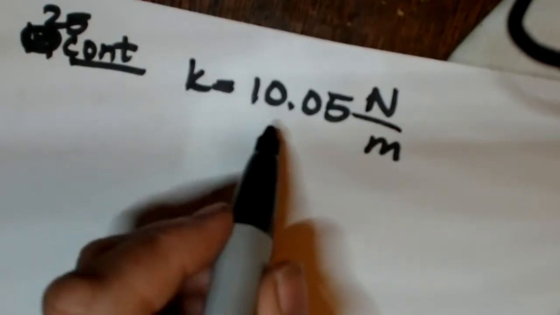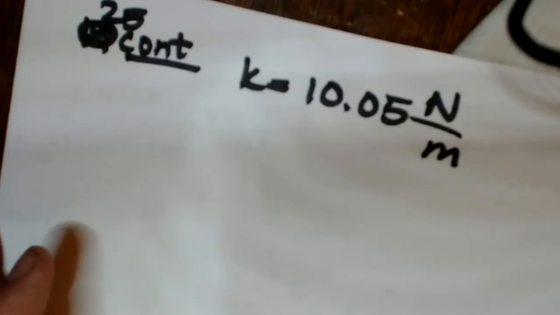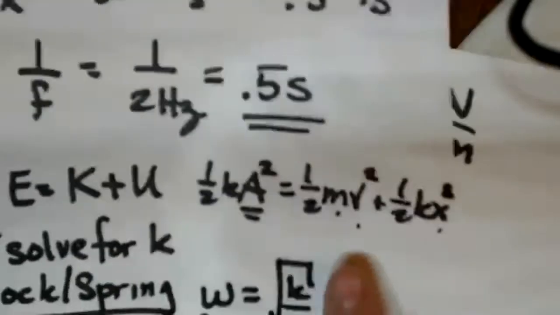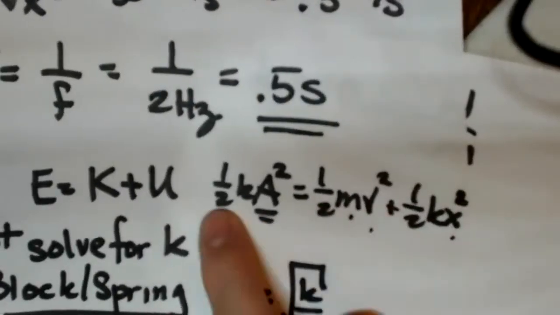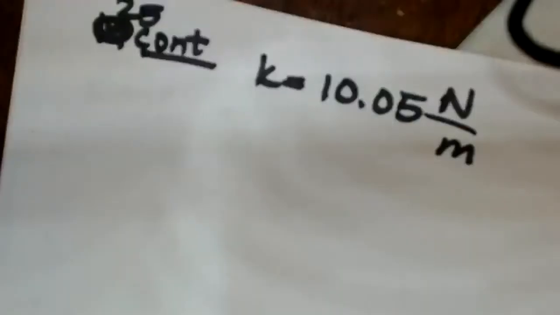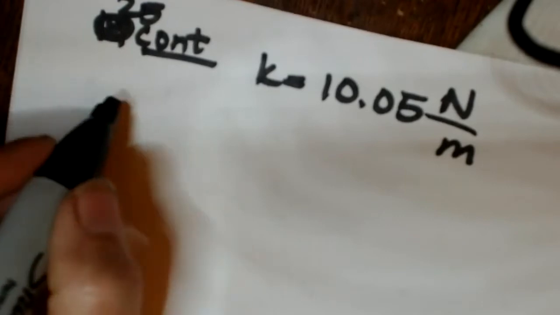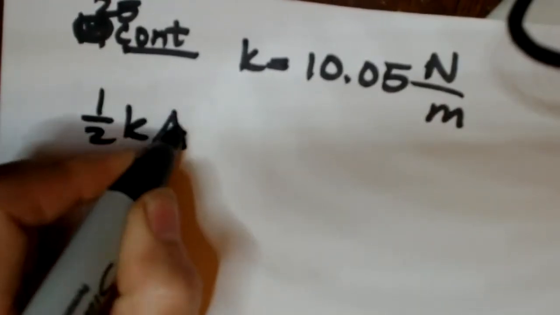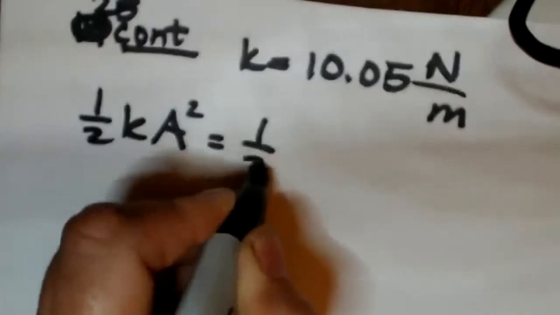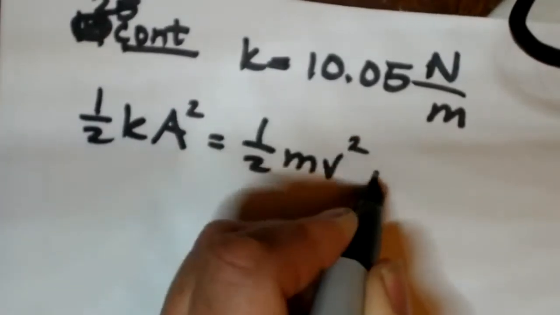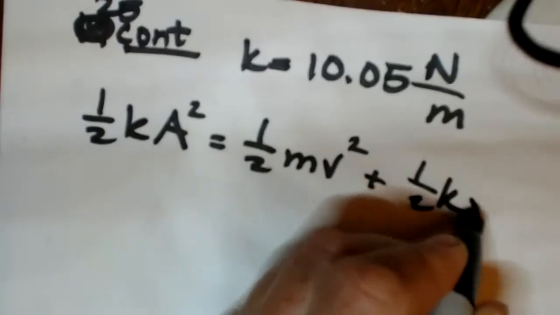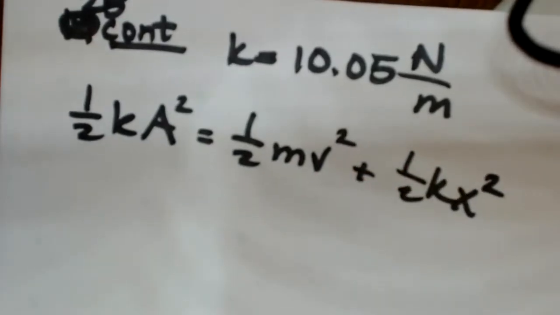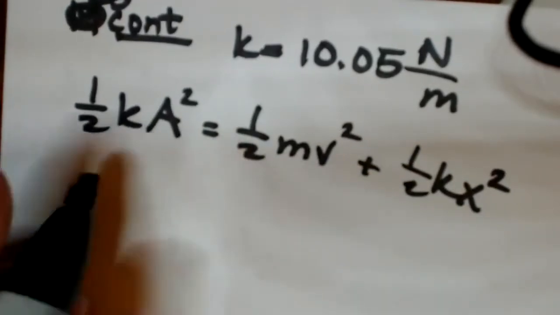Okay, so I know what that is. So now I can go back to my equation that I had right here for A. I can go back into here and I can plug in what I've got. Okay, so I'll write that down one more time so we don't wonder where that came from. So it's 1/2 Ka squared is equal to 1/2 mv squared plus 1/2 kx squared. Okay, all right. So now I know all this stuff.